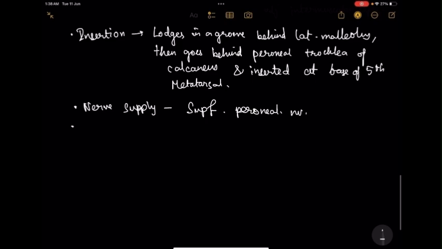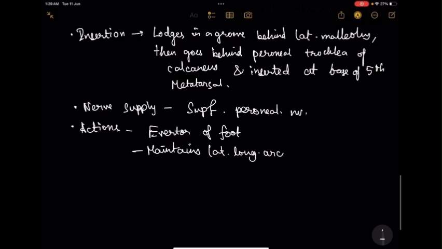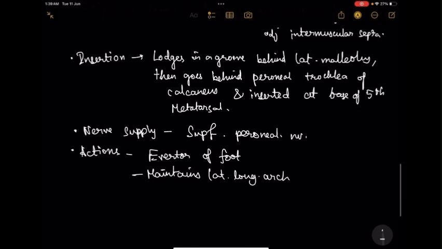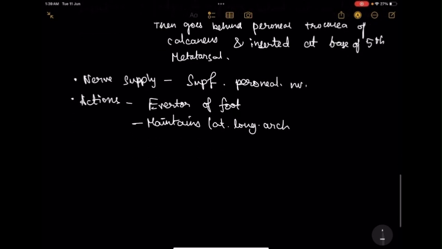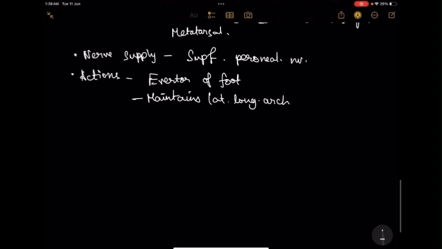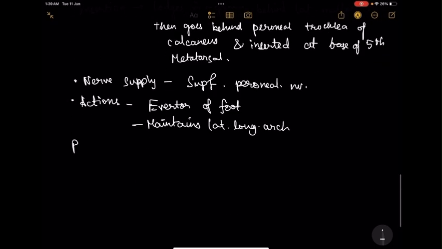You have to be very fast, okay? The same type of information. Actions: everter of foot, maintains lateral longitudinal arch. Why lateral longitudinal arch? These muscles are located in the lateral portion of the leg, so they maintain the lateral longitudinal arch. Now if you go over to the tibialis muscles, you will see that they maintain the medial longitudinal arch. Why? Because they are located in the medial compartment. After this I'll tell you one trick, okay? Fine, let me finish with Peroneus tertius.